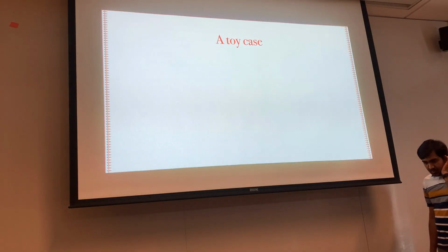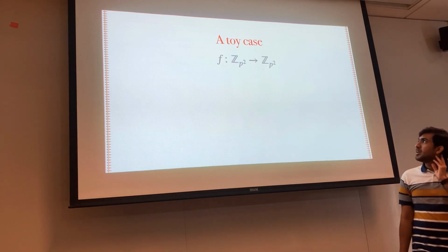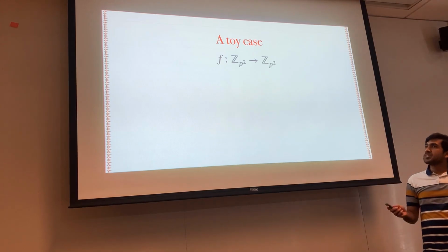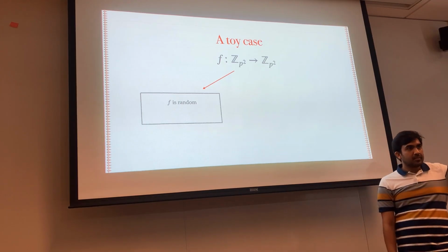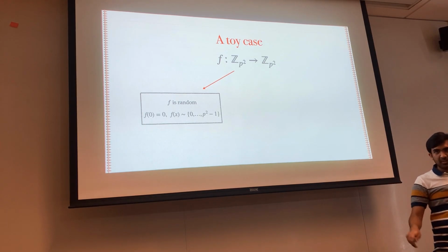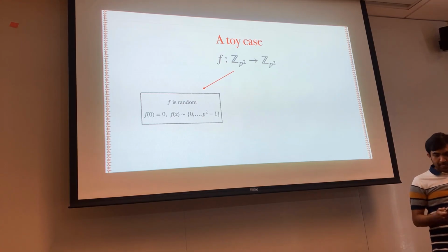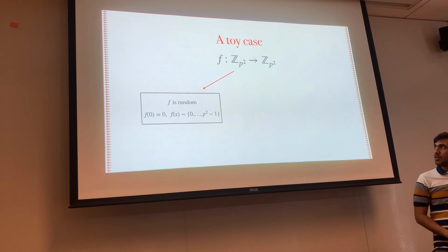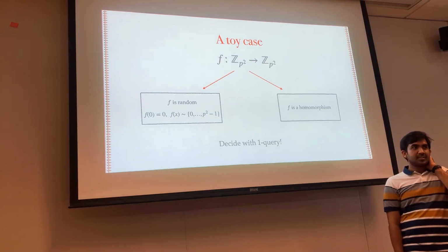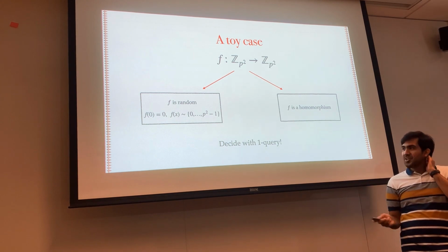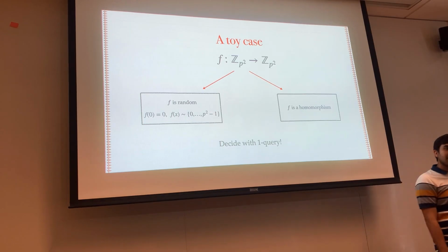Just to motivate what's different and what's happening, let's look at the toy case where you have a function from Z_p squared to Z_p squared, the cyclic case for which BLR goes. Let's say I give you a guarantee that either f is purely random, by which I assign f of 0 to be 0, and f of x to be just some random number from 0 to p squared minus 1, or it's some genuine homomorphism. There's nothing in between. And I only ask you to make one query and place your bets. You get one query and then you put money on one of the sides.